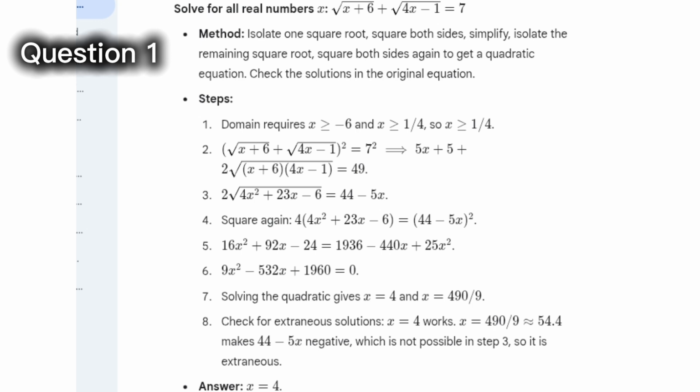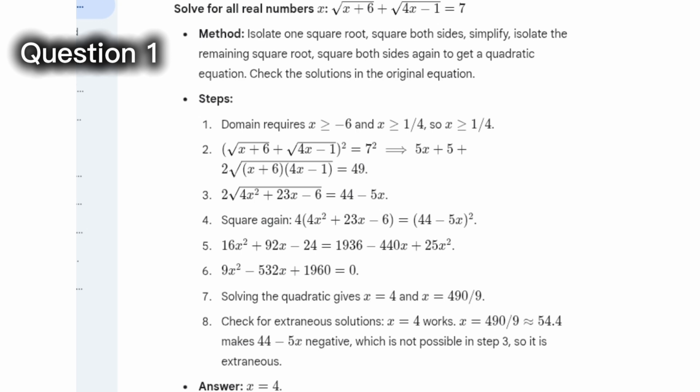This removes the final square root and leaves us with a quadratic equation, 9x squared minus 532x plus 1960 equals 0. Step 5. Solving this quadratic equation gives us two potential answers, x equals 4 and x equals 490 over 9.